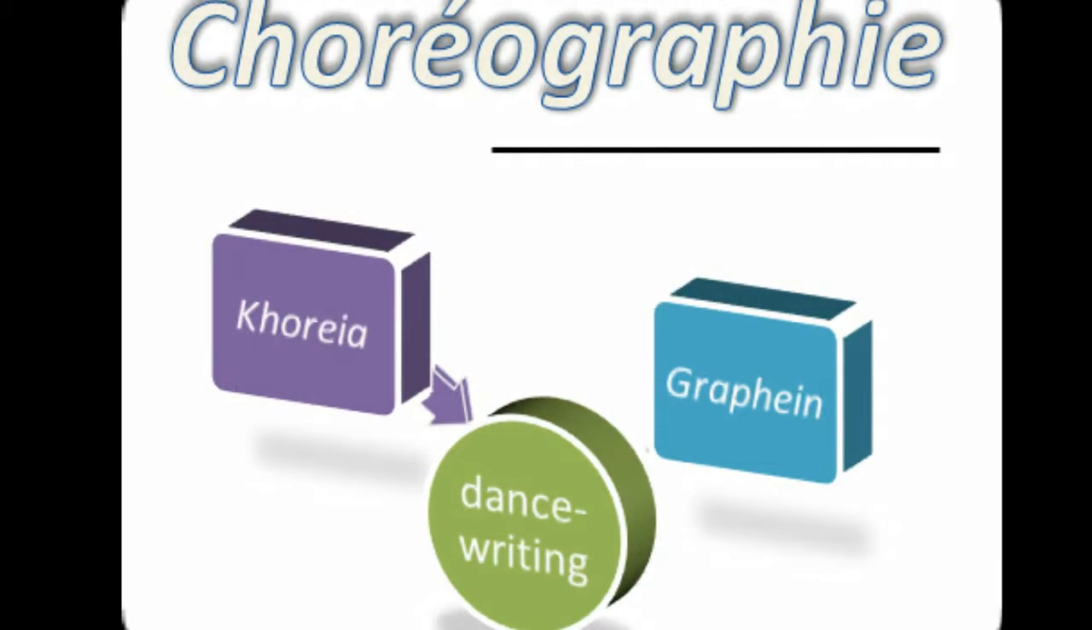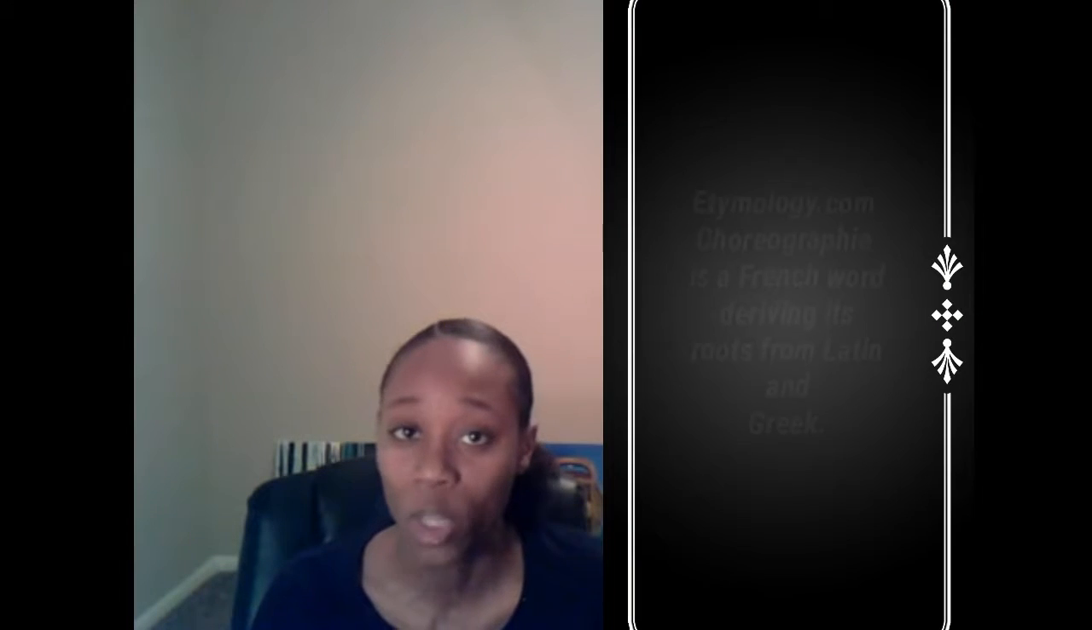What is choreography? The word means dance writing. It comes from two different words, one being the Greek word chorea, which means circular dance, and the other, a Latin word, graphia, which means writing. What a choreographer does is string together a sequence of movements in order to create a dance.